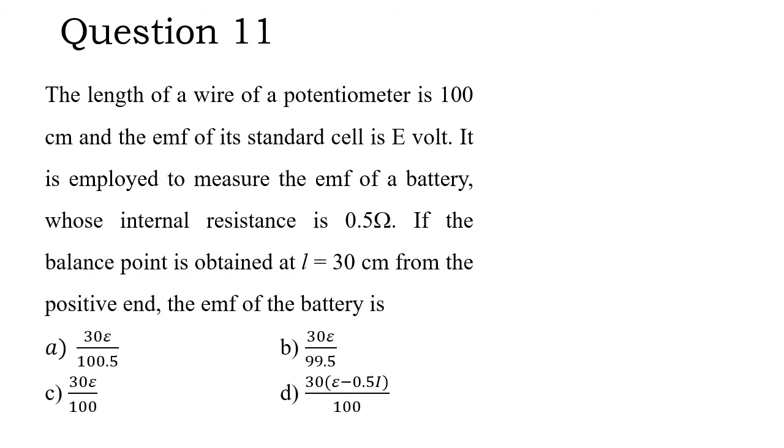Question 11. It reads as, the length of a wire of potentiometer is 100 centimeter and the EMF of its standard cell is E volt. It is employed to measure the EMF of a battery whose internal resistance is found to be 0.5 ohm. If the balance point is obtained at L equal to 30 centimeter from the positive end, then the EMF of the battery is. And the four options are given to you at the bottom, as you can see on the screen. Now let's proceed to the solution to this question.